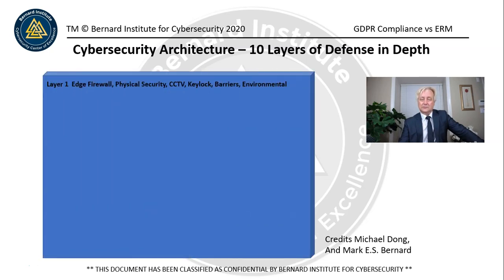So layer 1, we have the edge firewall. This is the firewall that sits out on the perimeter. We also have physical security on the outermost perimeter. We have CCTV, key lock, we have barriers, and we have environmental security, all happening on the first layer of cybersecurity architecture.